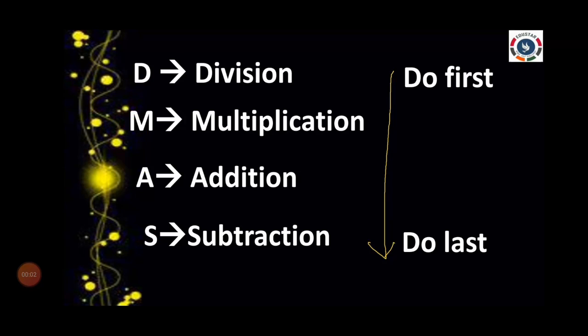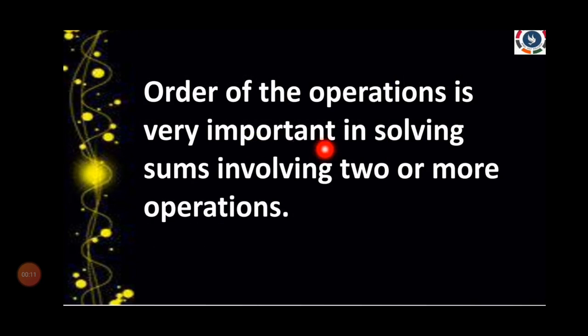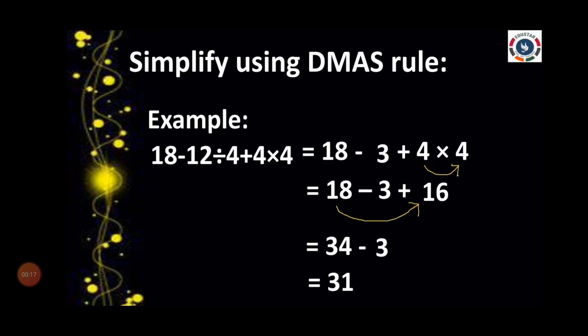Let us now solve the numerical expression according to the DMAS rule. The order of operation is very important in solving sums involving two or more operations. For example, simplify using the DMAS rule: 18 minus 12 divided by 4 plus 4 into 4. So what is given? First preference is given to division, then multiplication, then addition, then subtraction.